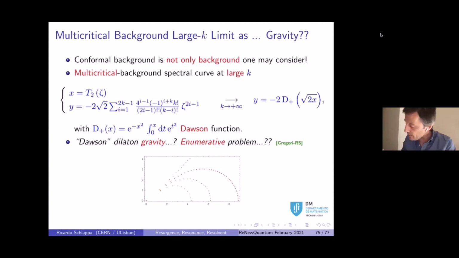And when you look at the k to infinity limit, what you get is this spectral curve, where that d is the Dawson function, which relates to the error function. So this is a sort of a different limit. It's certainly non-trivial at the non-perturbative level.